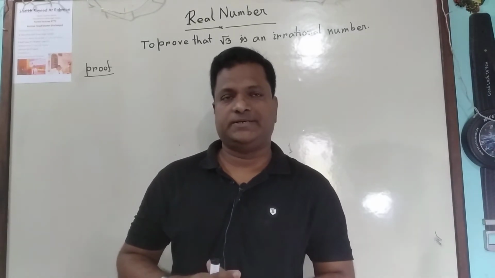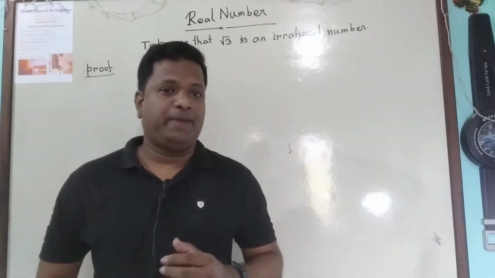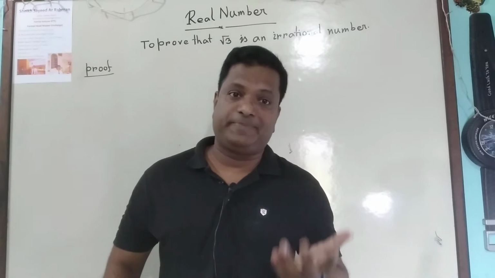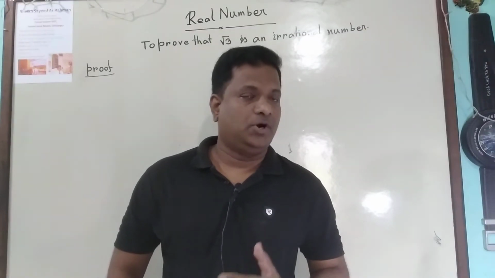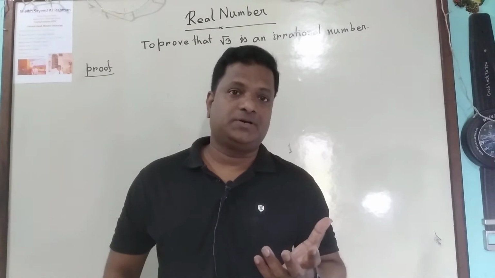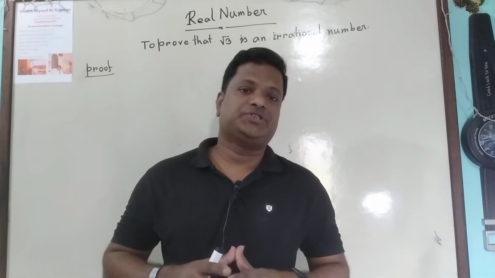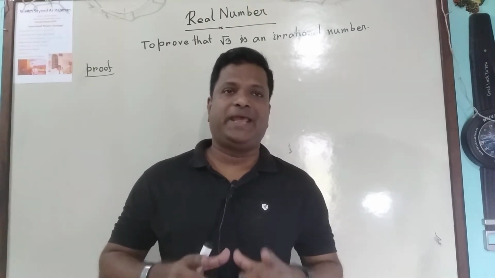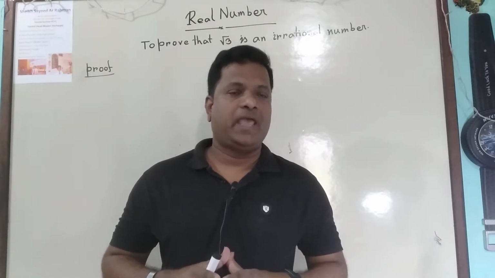What is an irrational number? A number which can be expressed as p by q is called a rational number, but a number which cannot be expressed as p by q is called an irrational number, where p and q are co-prime to each other and q is not equal to 0.